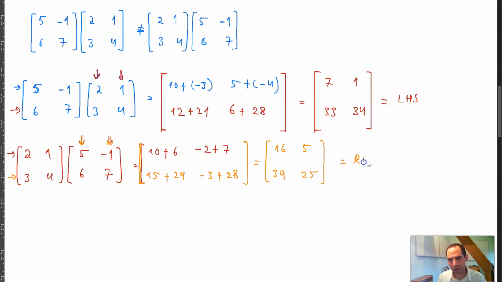And that is equal to your RHS, and therefore LHS is not equal to RHS, meaning that matrix multiplication is not commutative.